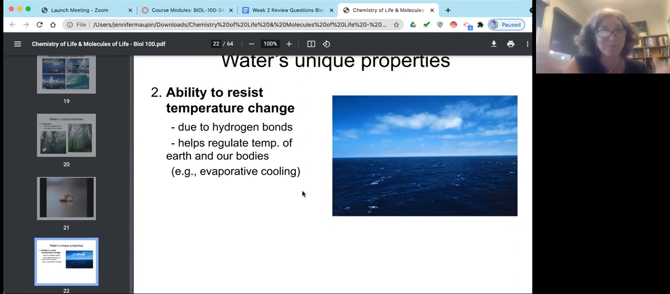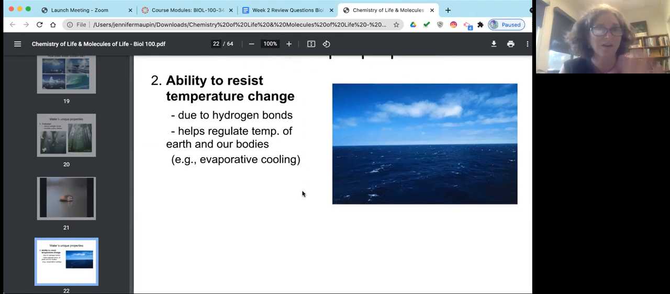So it is those bonds breaking, or in the case of cooling something down, the bonds forming. And when they form, it releases some heat energy. That is what's going to help regulate the temperature. So yes, the hydrogen bonds are because of polarity, but it's the hydrogen bonds that are responsible for that slowness to change temperature.